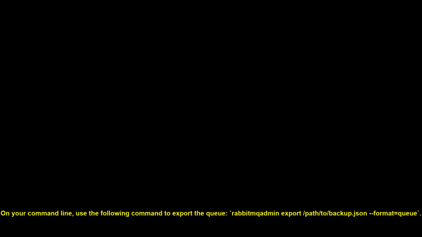Now, let's back up the queue data. On your command line, use the following command to export the queue: rabbitmqadmin export /path/to/backup.json --format=json. Replace /path/to/backup.json with your desired backup file path. Ensure you have RabbitMQ installed. If not, download it from the RabbitMQ website.